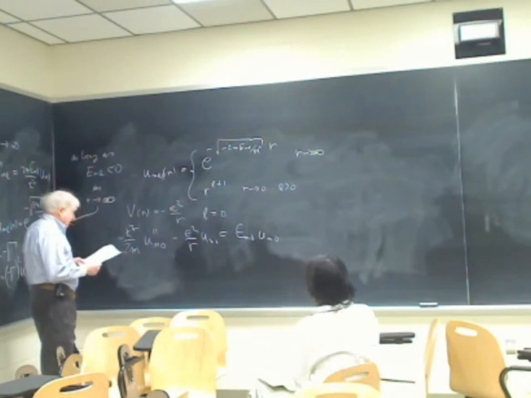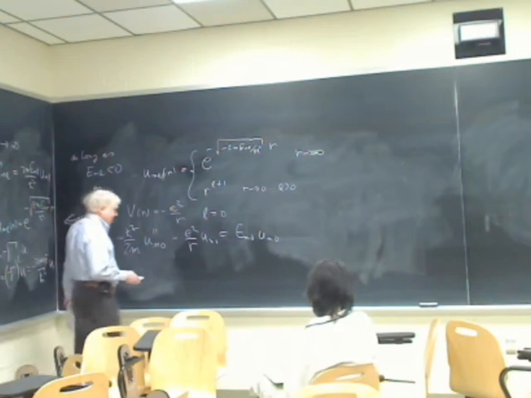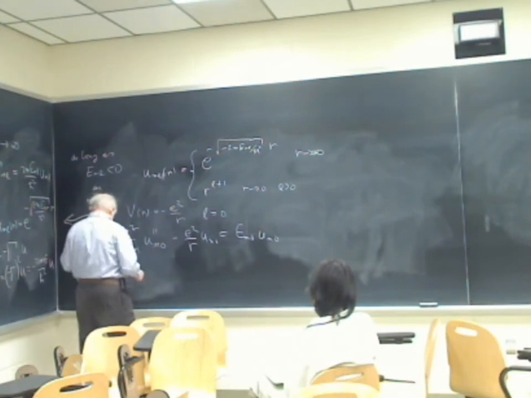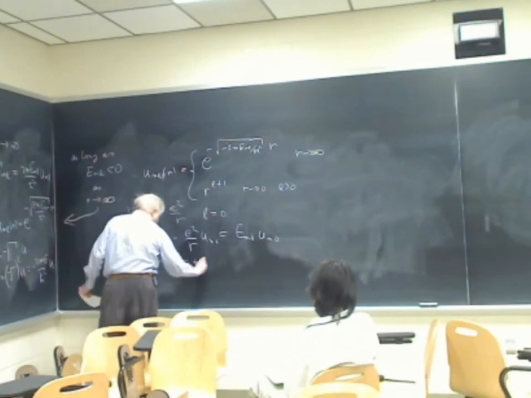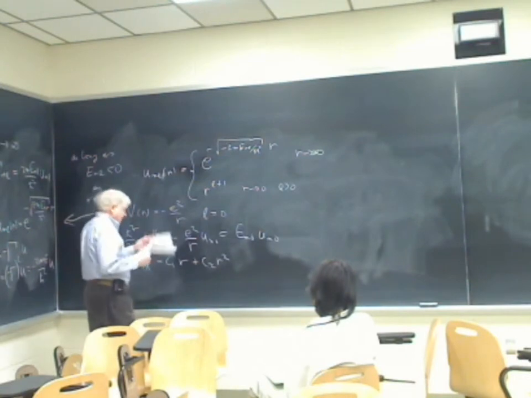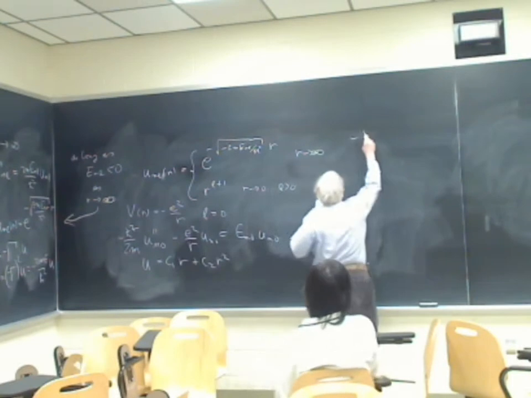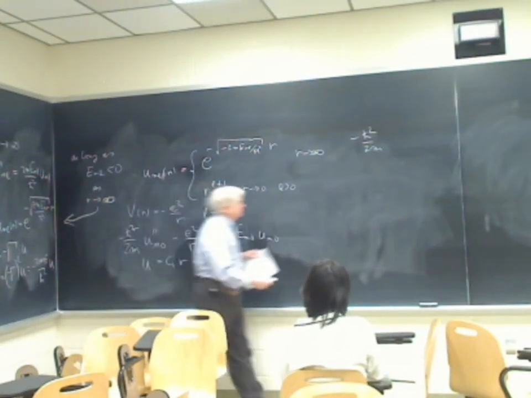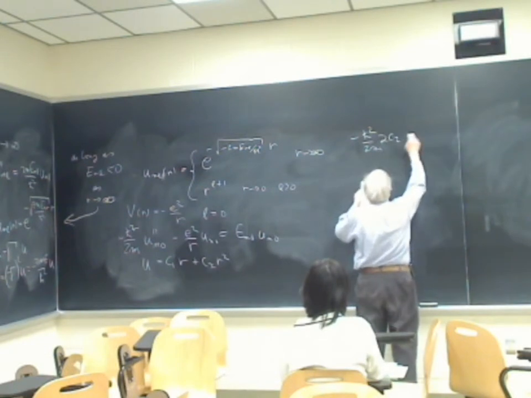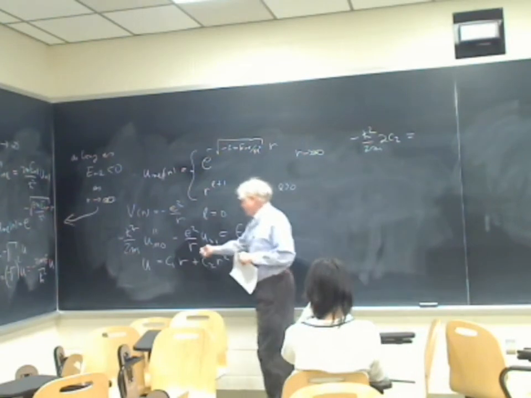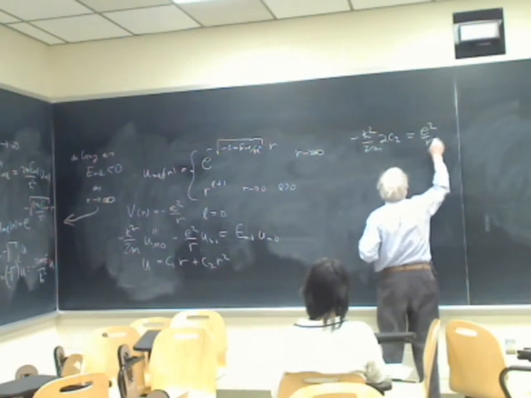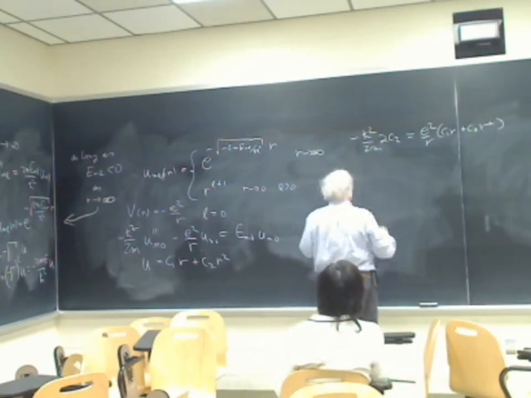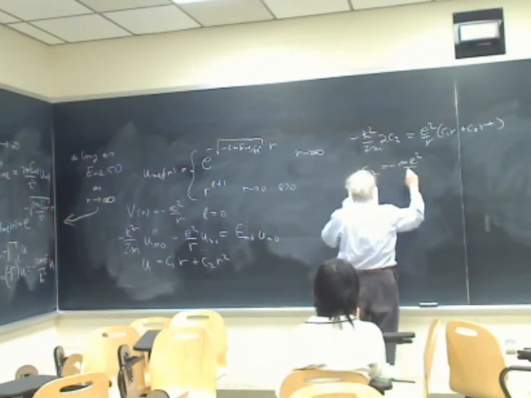All right, so what does this look like near r equals 0? Well, near r equals 0, we can forget this term. We just have these. So we say, let u equal c1 r plus c2 r squared. And then the equation becomes minus h bar squared over 2m times the second derivative, which is just 2 c2. That's supposed to equal, if I put this over to the other side, e squared over r times c1 r plus c2 r squared. Well, in the limit of r going to 0, that says that c2 is equal to minus m e squared over h bar squared c1.